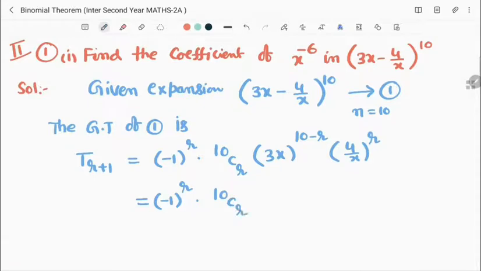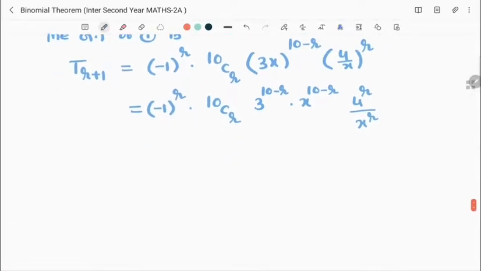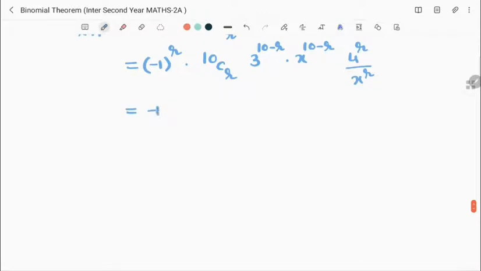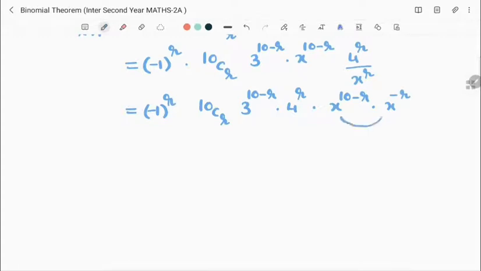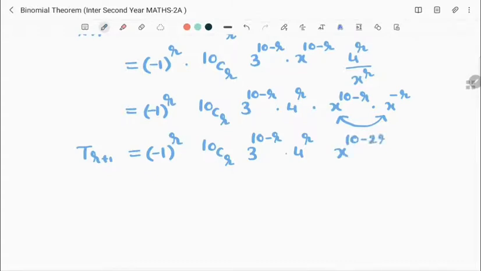So minus 1 whole power r into 10Cr. This can be done as 3 power 10 minus r into x power 10 minus r, and 4 power r by x power r. This x power r we can take into the numerator, x power minus r will come. So minus 1 whole power r, 10Cr, 3 power 10 minus r into 4 power r into x power 10 minus r into x power minus r. Bases are equal, power should be added. Therefore, minus 1 whole power r, 10Cr, 3 power 10 minus r into 4 power r, x power 10 minus r minus r, 2r. After reaching this step, you keep that as equation number 1.